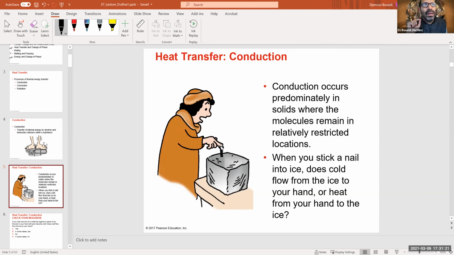You feel it actually in your finger if you do that experiment. So the heat is always being extracted from the hot source to the cold source.